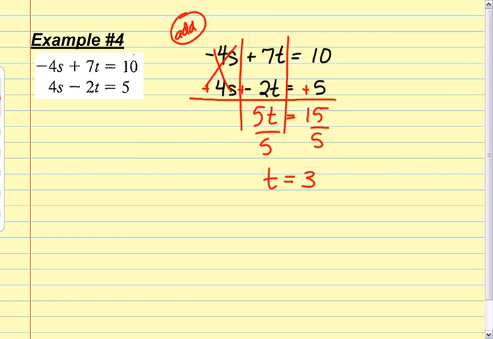Beautiful. Okay? Now, I know that t equals 3. Remember, we always write these in alphabetical order: s, t. So I'm going to put 3 over here. All right? Now, let's plug it back in and find out what s equals.